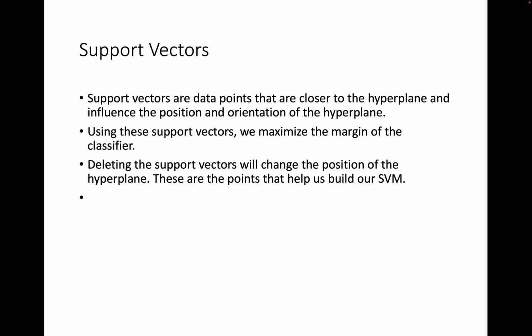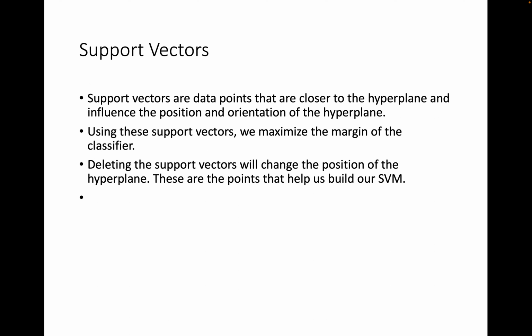Support vectors are data points that are closer to the hyperplane, okay, and influence the position and orientation of the hyperplane. So this is a new concept. Support vectors are data points that are closer to the hyperplane. For the line we are making, support vectors are points which are closer to the line. Hence, they help in shaping the line.